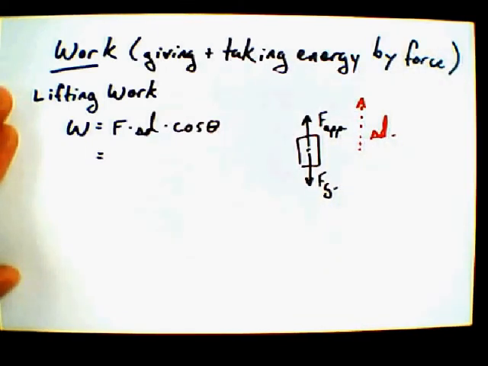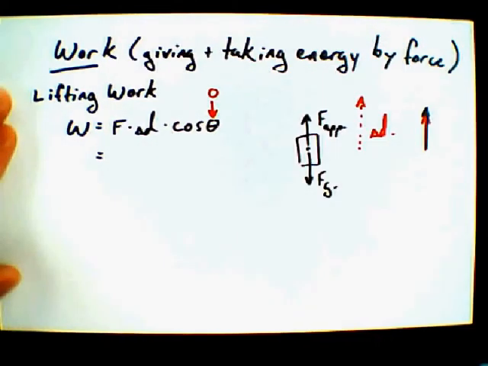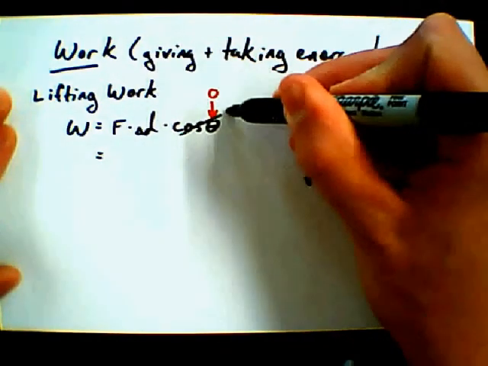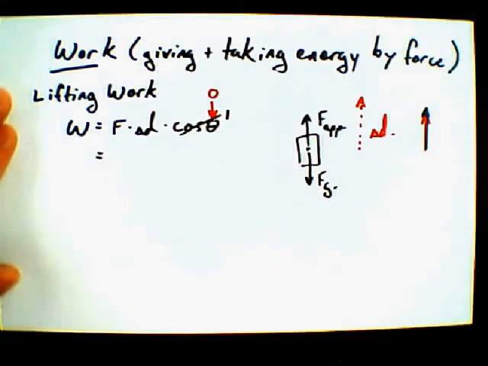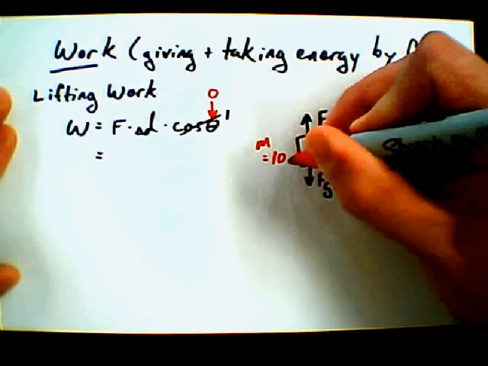So in that case, what's the angle between the applied force and the displacement? 0. One's going up, the other one's going up. They're basically collinear, no angle between those two vectors. So theta is equal to 0. What's cosine of 0? 1. So that part of the equation is going to reduce down to just being 1.